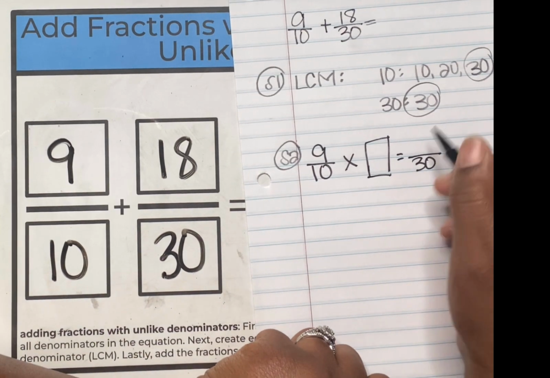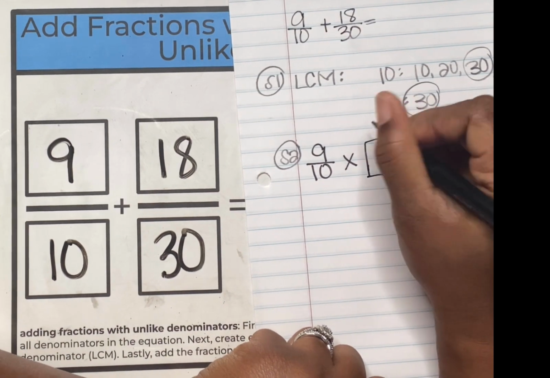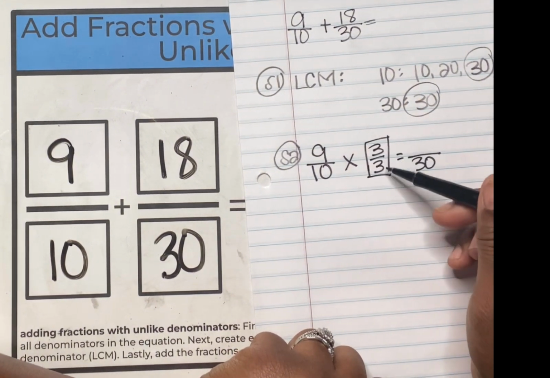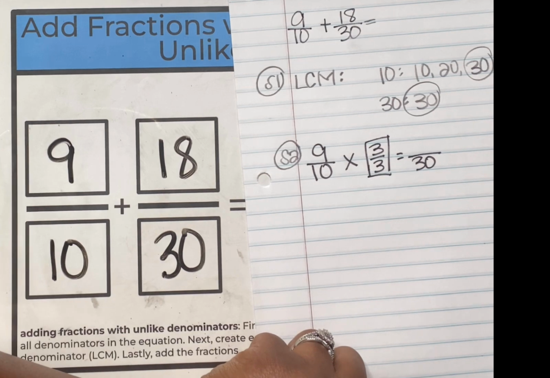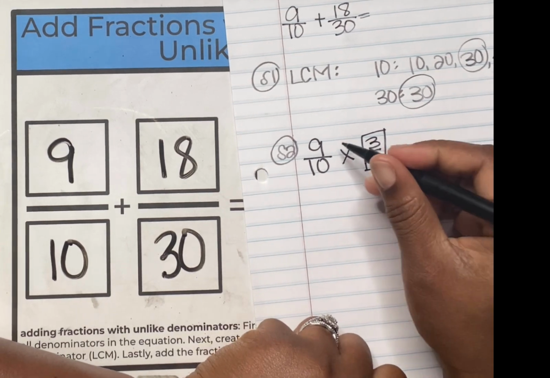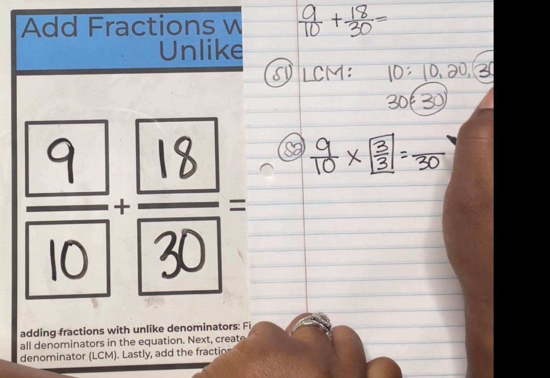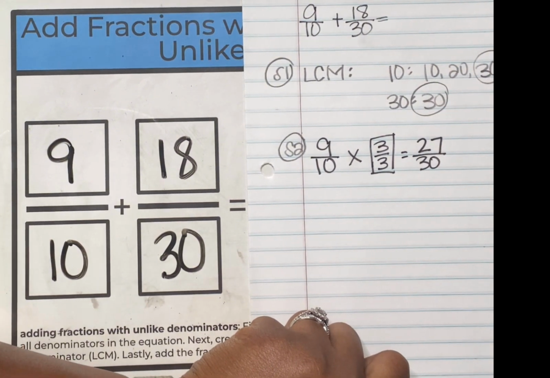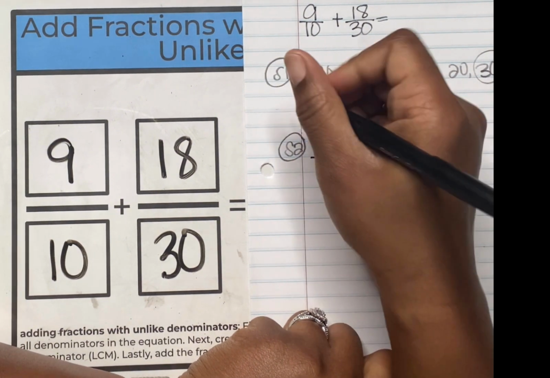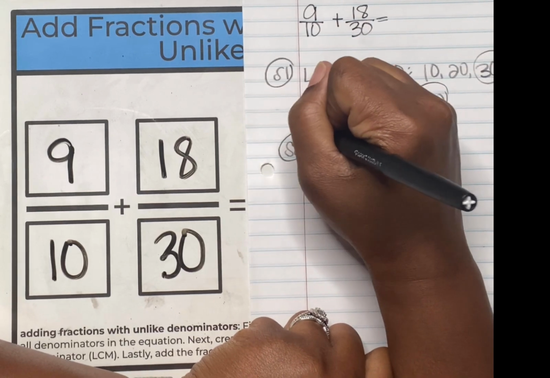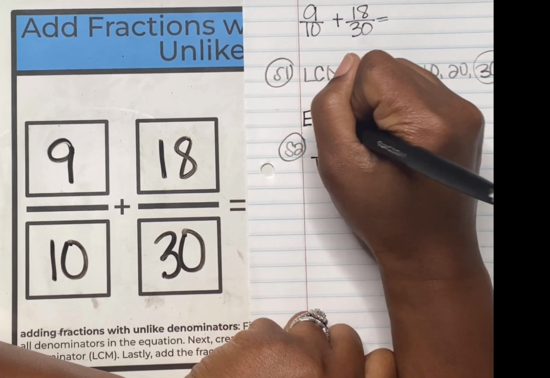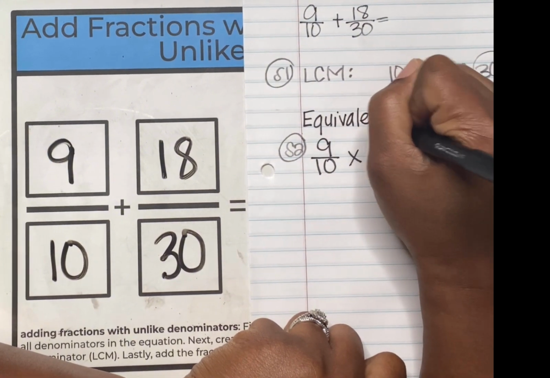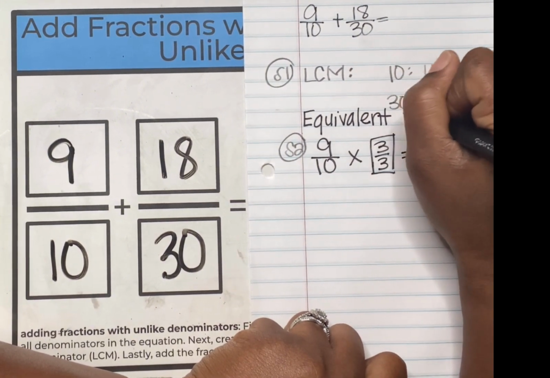Now, 10 times what gives you 30? Hopefully you said 3. So we have 3/3. And then we multiply going across. 9 times 3 is 27. Good job. Now that we have our equivalent fraction, remember that was step 2, equivalent fraction.